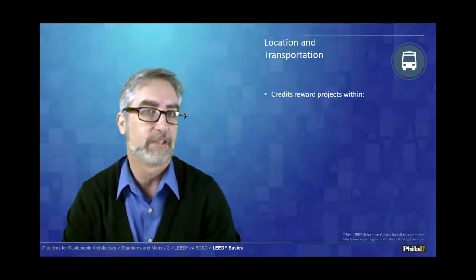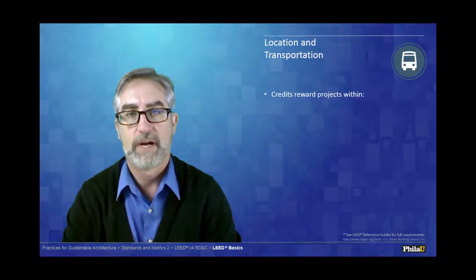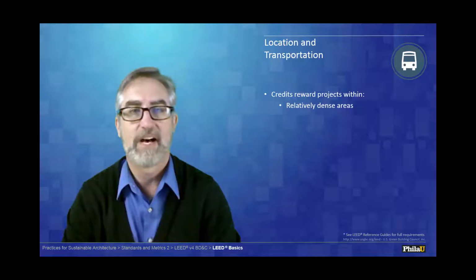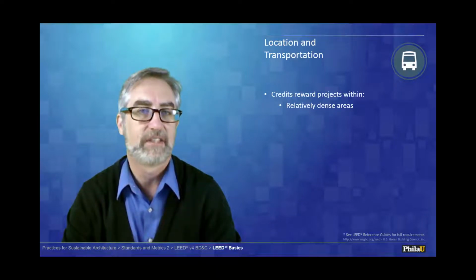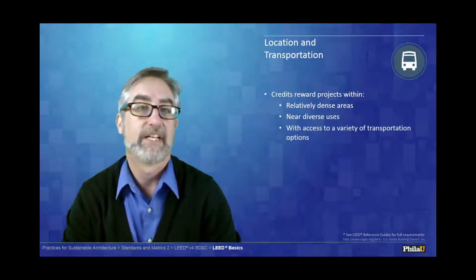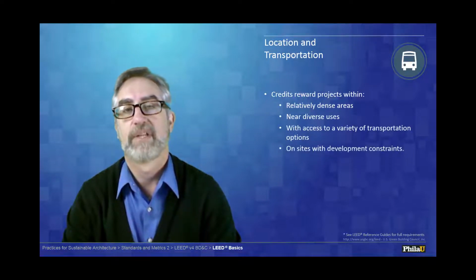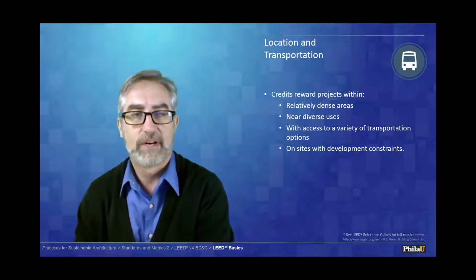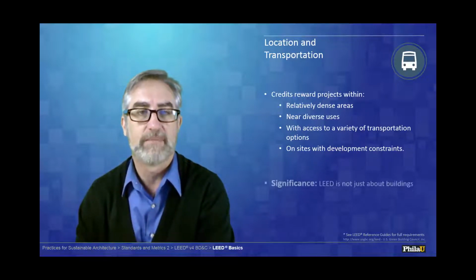I'm going to take you through the different categories, and first there is location and transportation. Later in future videos I'll be going through each credit one by one within these, but right now we're just looking at the general overview of how these categories are organized. And clearly LEED would like us to build in dense areas, near diverse uses, near transportation, and certainly within development constraints. So it's really looking at site selection as critical to the overall sustainability model.